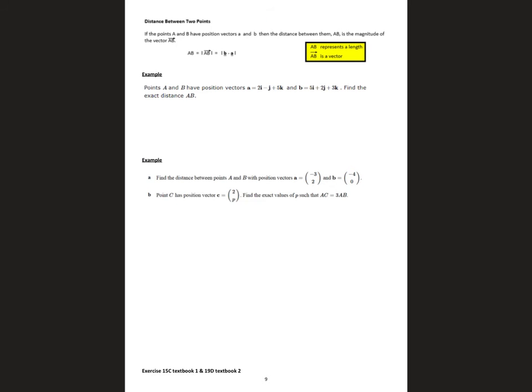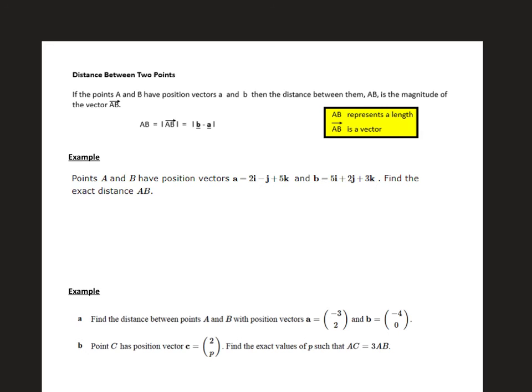Okay, we've got all the skills we need now to talk about the distance between 2 points. So if I've got 2 points, A and B, and I denote their position vectors as lowercase a and b, then the distance between them is just the magnitude of the displacement vector between them. If it's AB without an arrow, that means distance, whereas AB with an arrow means from A to B.